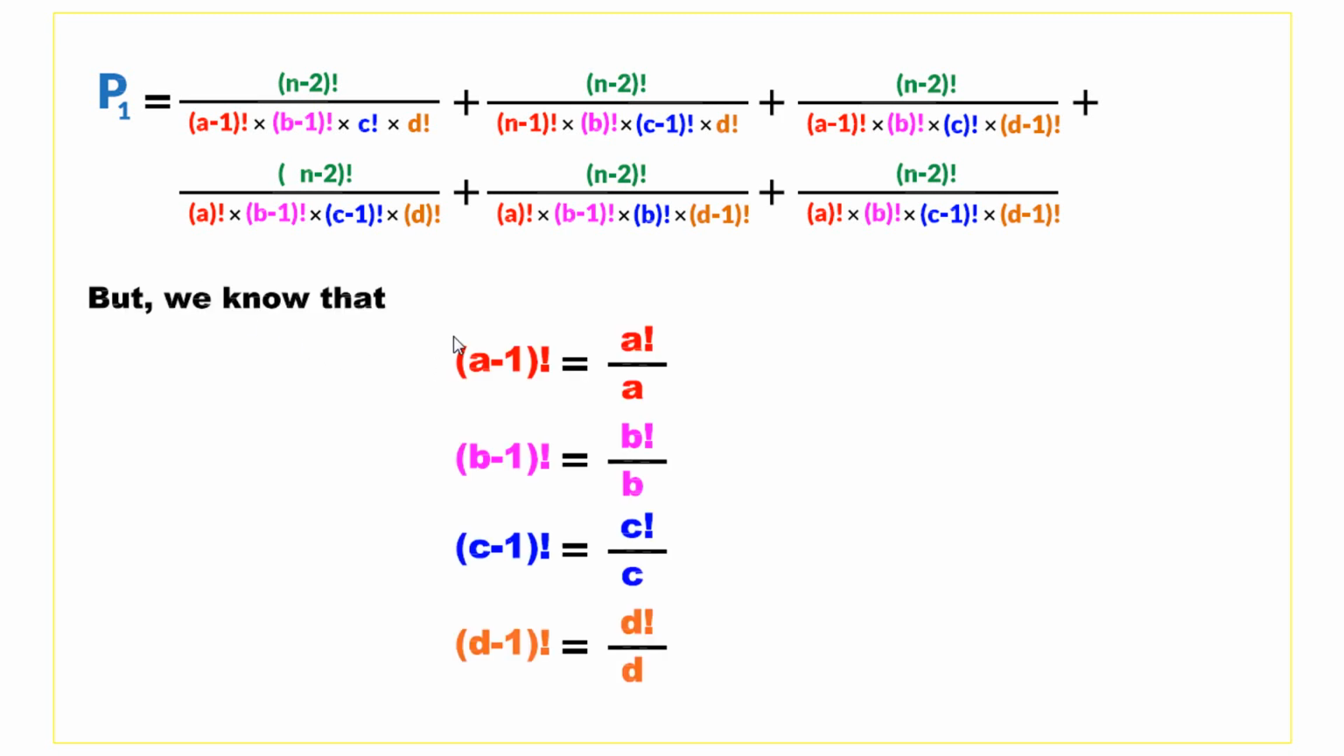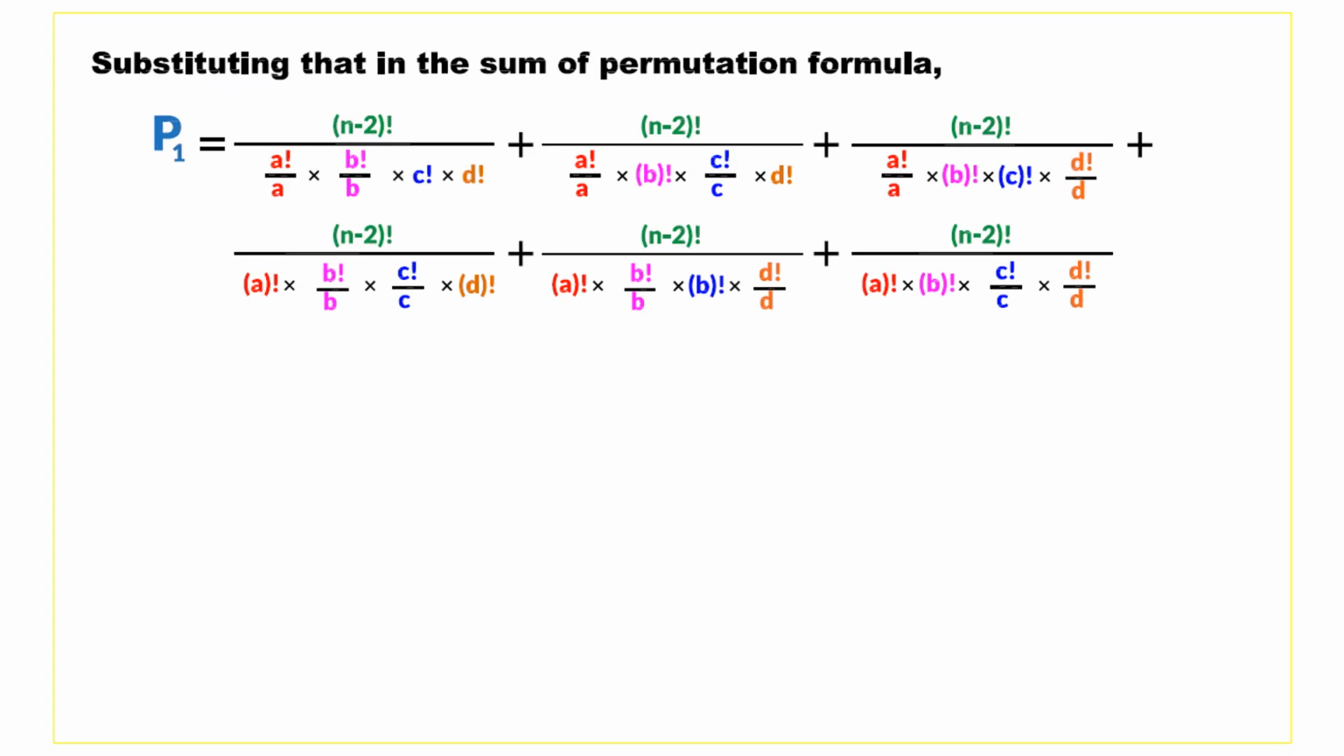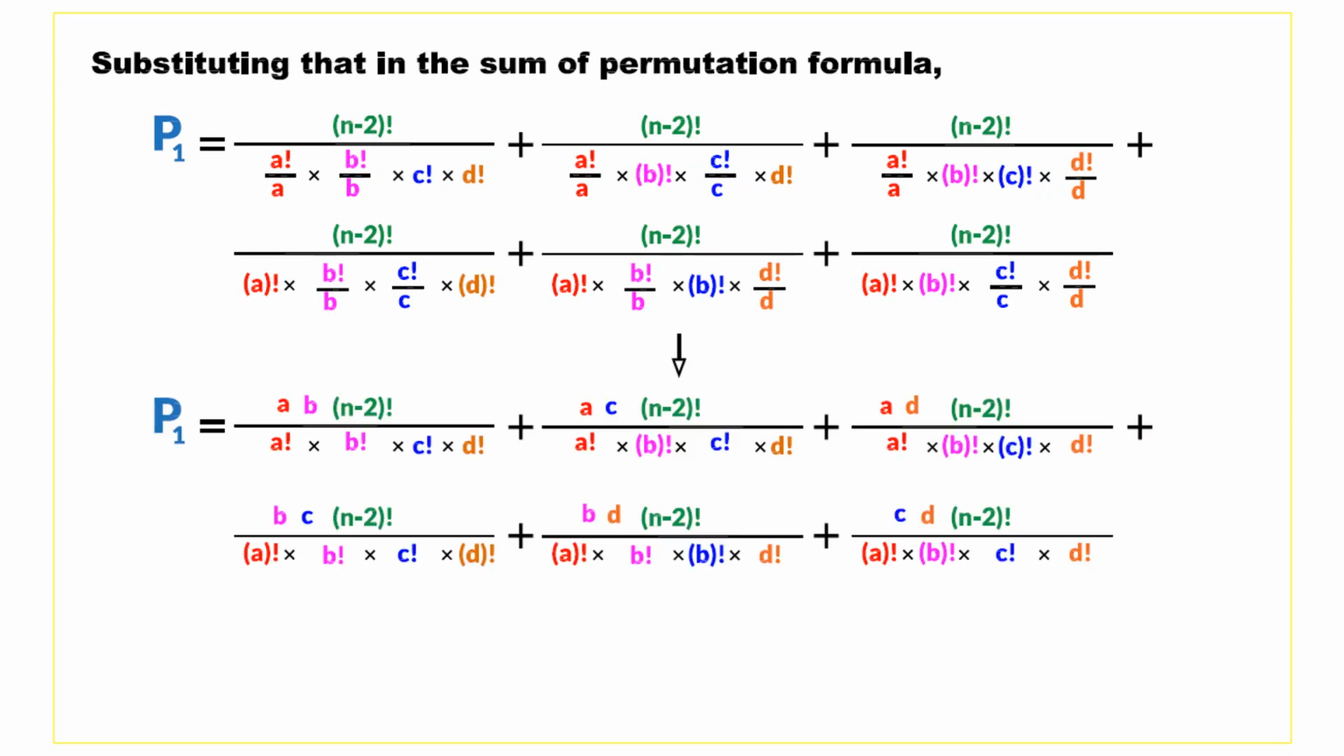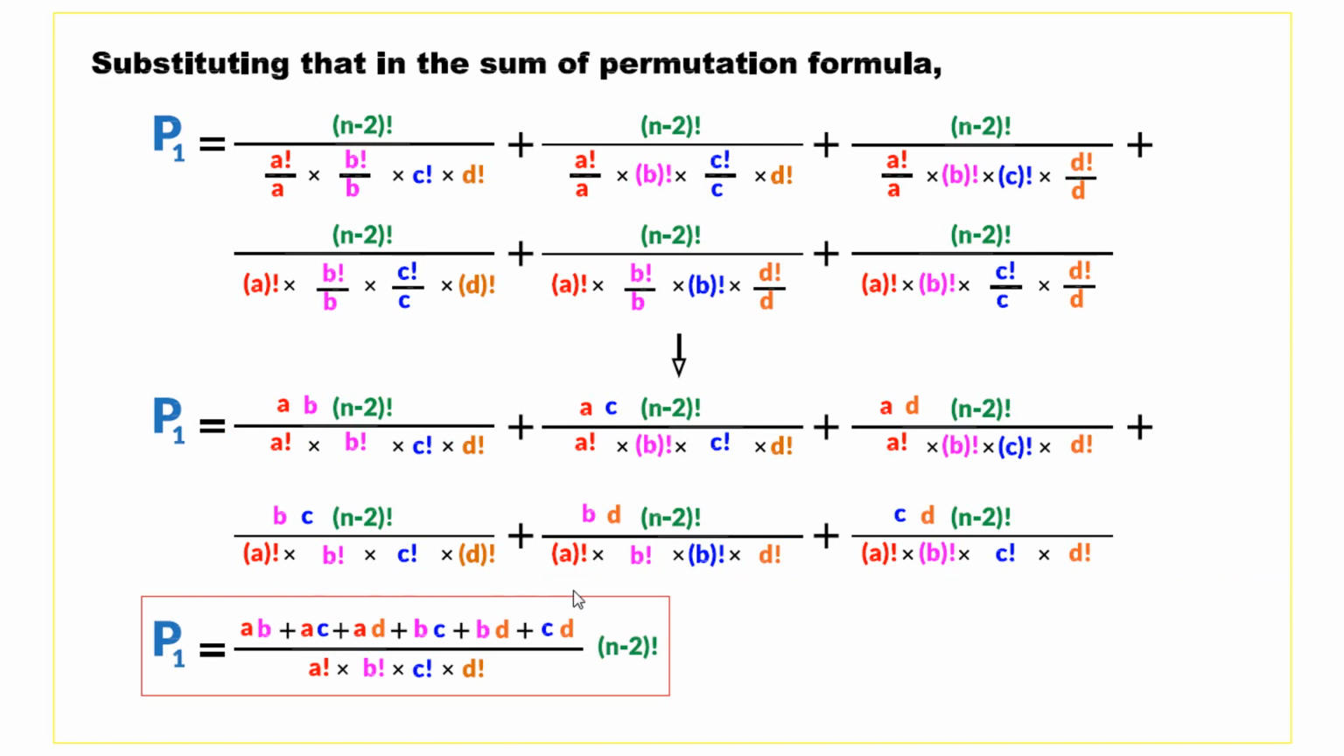So we replace every A minus 1 factorial by A factorial divided by A, and we do that also for B minus 1 factorial, C minus 1 factorial and D minus 1 factorial. So we substitute that in the sum of permutation formula, and we can see now the substitution here for A and for B and for C and for D, and we add them together and we get this formula of P1 here.